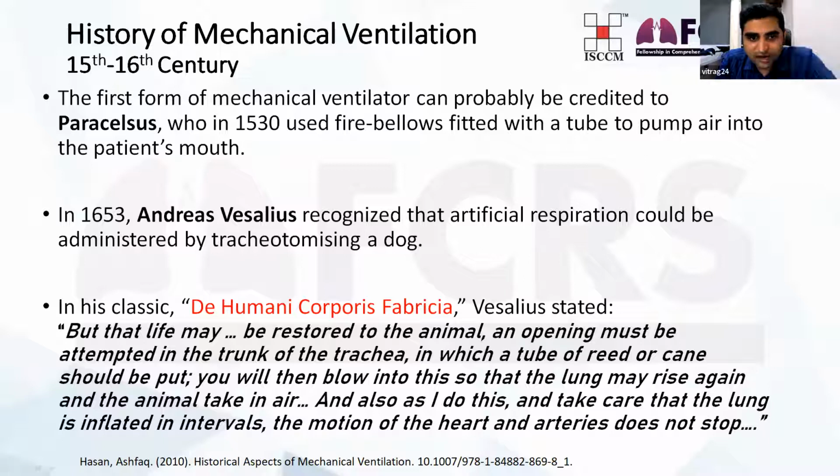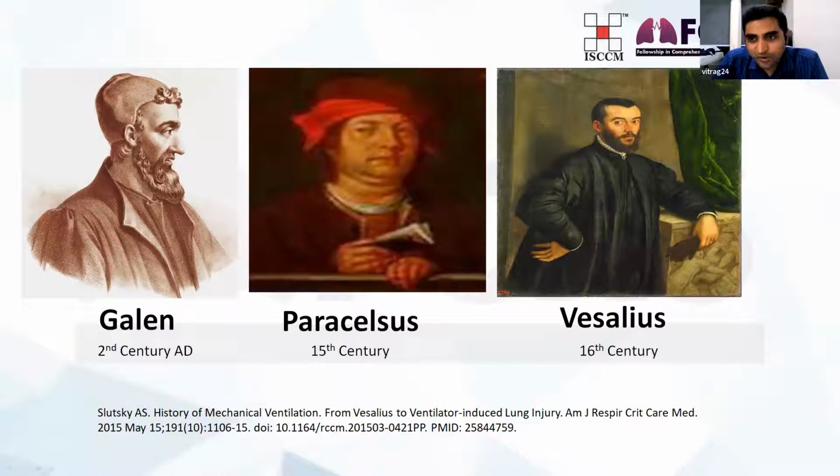So let us start with the initial history. Even before Paracelsus and Vesalius, it was Galen who introduced the concept that breathing is required for circulation. Galen was a Greek physician in the 2nd century AD. He made many discoveries on anatomy and the role of anatomy in the understanding of disease. And he stated that respiration is required for circulation. Without respiration, circulation will not occur.